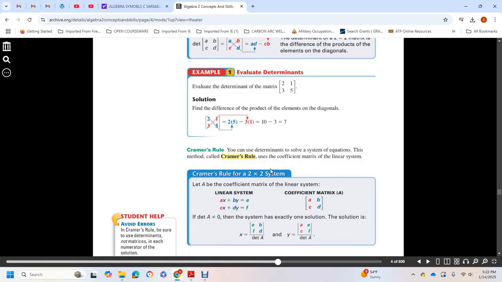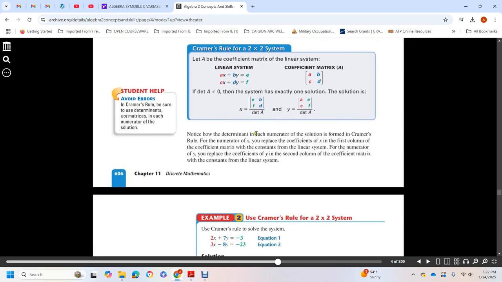The solution is X equals the determinant with column 1 replaced by E, F and column 2 B, D, over the determinant of A. Y is the determinant with A, C and E, F, over the determinant of A. Notice how in the solution found with Cramer's rule, the numerator of X is the determinant with the first column of the coefficient matrix replaced with the constants of the linear system. For the numerator of Y, you replace the second column of the coefficient matrix with the constants of the linear system.